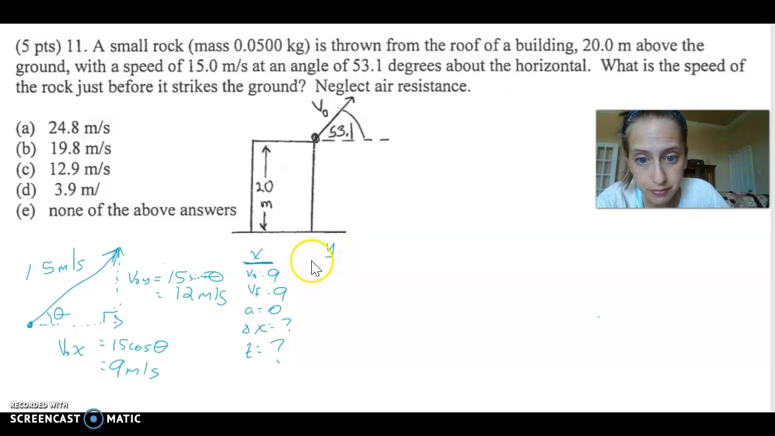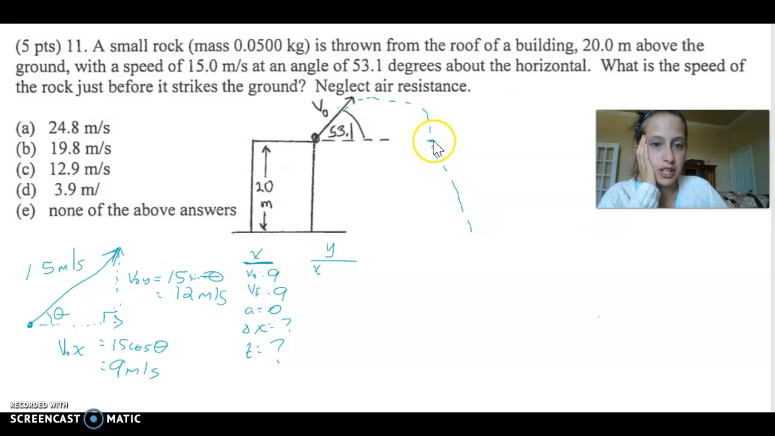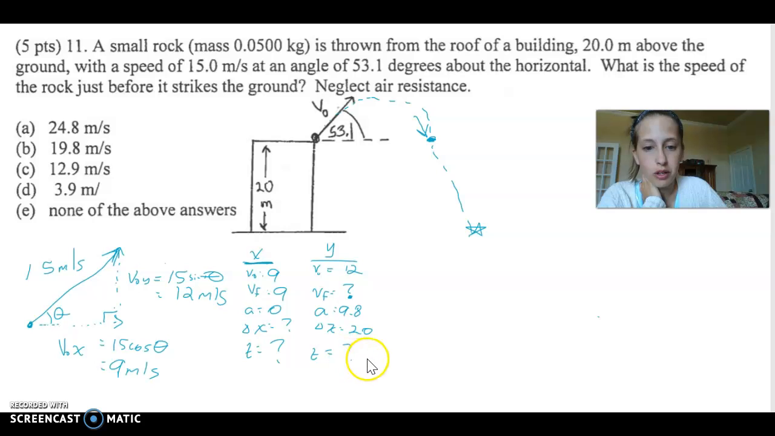Let's try y. I'm going to start here, at this moment in time. So our initial velocity there will be the same as our velocity coming out. So the initial velocity is 12. Our final velocity down here, that's what we're looking for. We don't know, and that's okay. The acceleration is 9.8 because it's gravity. How far did we get? 20. How long did it take? We don't know. We don't care.